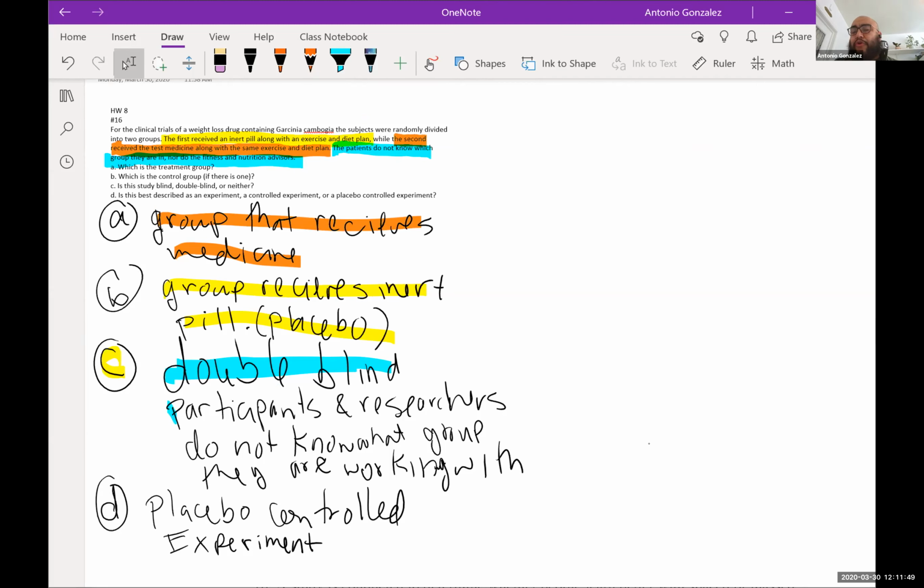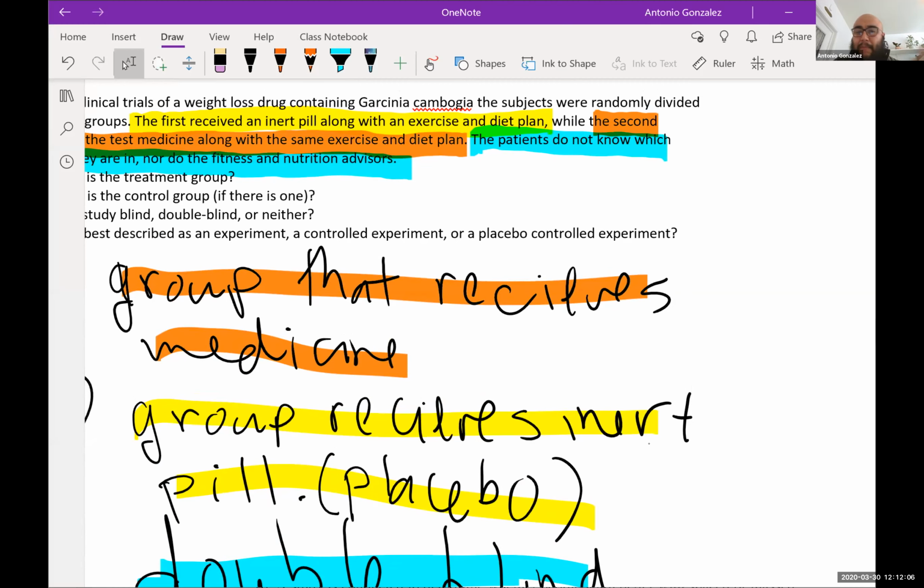There are two groups we can label one and two. They're both receiving a pill. One group receives a pill that doesn't do anything. It really just dissolves. There's no medicine in it. And the second group is actually receiving this drug, Garcinia cambogia.